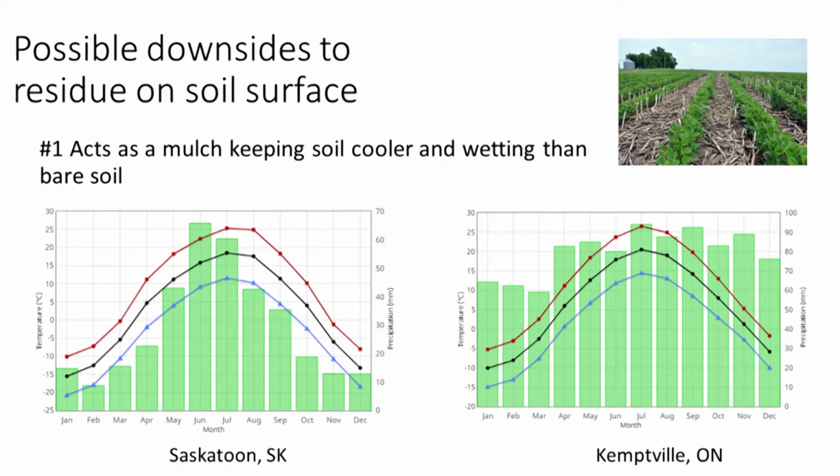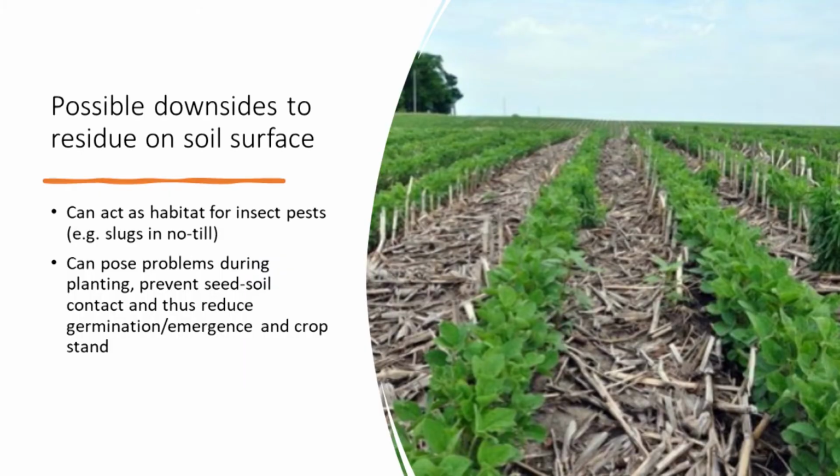There's a number of other things we can talk about with residue. I mean, I have a whole lecture in my fourth year course, but some other quick downsides. First, it can act as a habitat for insect pests. So, slugs in no-till are pretty well known in Ontario. They like the moist and shaded conditions, and so you typically get more slug damage on seedlings in a no-till versus conventionally tilled field, where there's just a lot less residue or no residue on the surface.